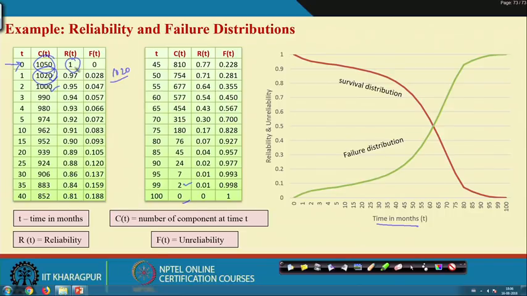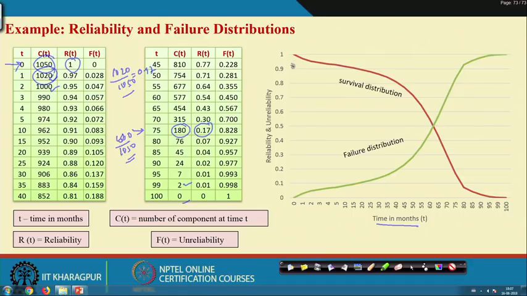1020, how many initially put? 1050. What is this value? This value is 0.97. If I go to the 75th month, how many are surviving? 180. How many was put under test at time t equal to 0? 1050. What is the ratio 180 by 1050? This is 0.17. This is what is plotted here.